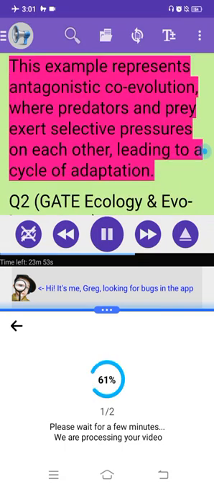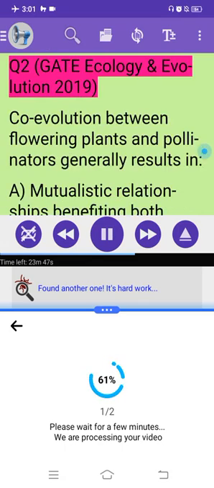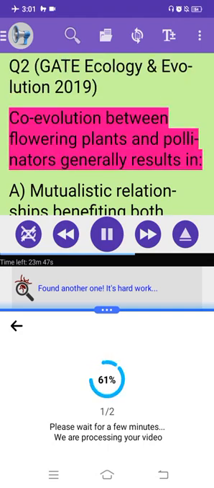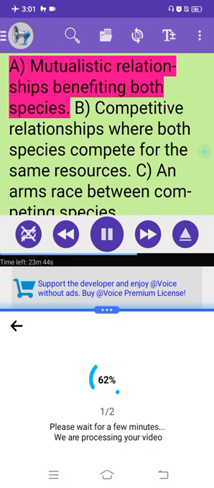Explanation. This example represents antagonistic coevolution, where predators and prey exert selective pressures on each other, leading to a cycle of adaptation. Q2, GATE Ecology and Evolution 2019. Coevolution between flowering plants and pollinators generally results in A. Mutualistic relationships benefiting both species.